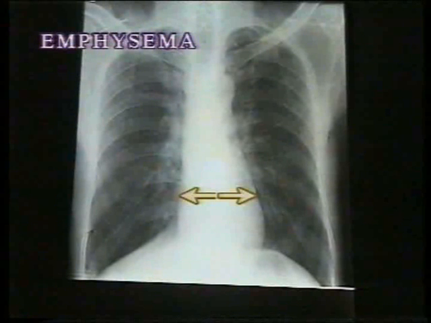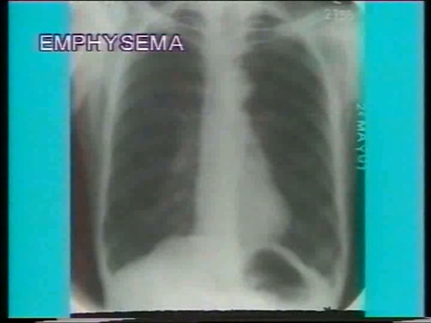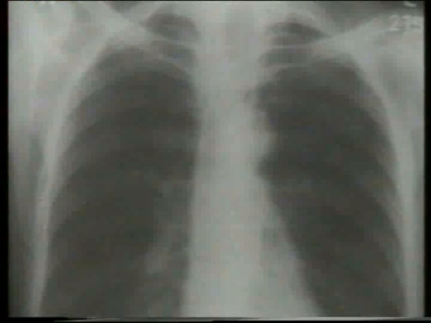Now in the next X-ray, all the features of emphysema are seen. Hyperlucent lung fields with reduced vascular markings, wide intercostal spaces, low flat diaphragms displaying 8 ribs anteriorly, and thin narrow heart. In close-up view, note the dark lung fields with reduced vascular markings.